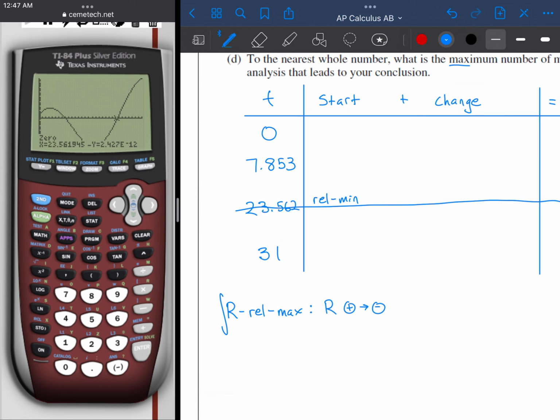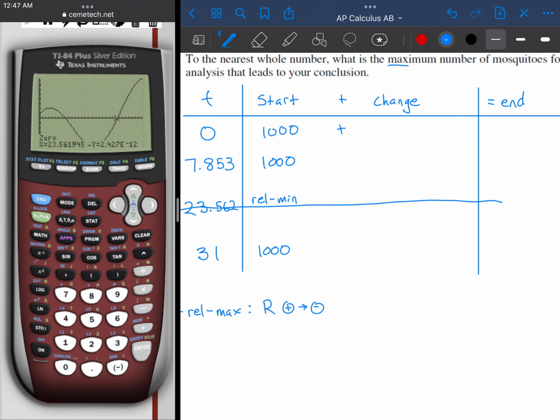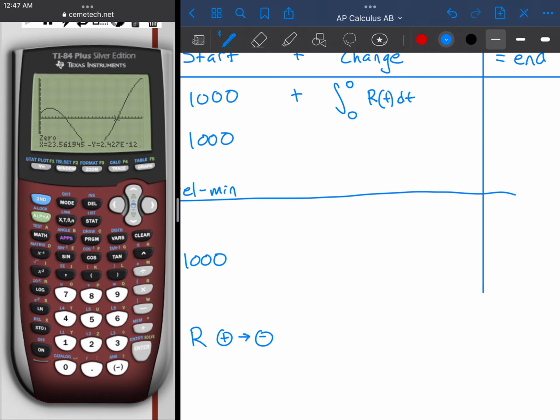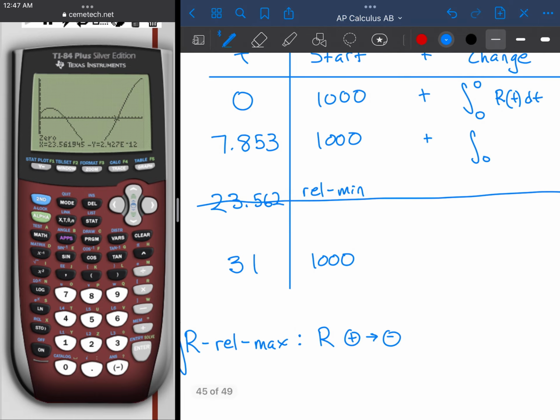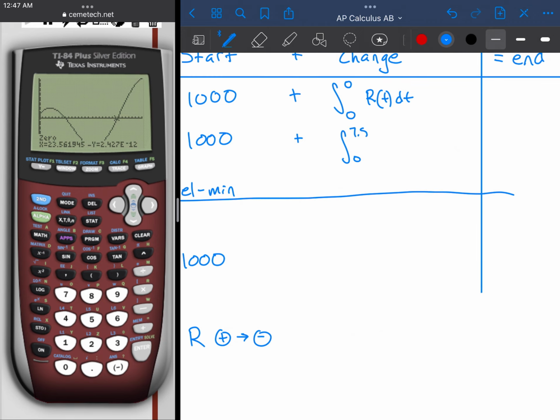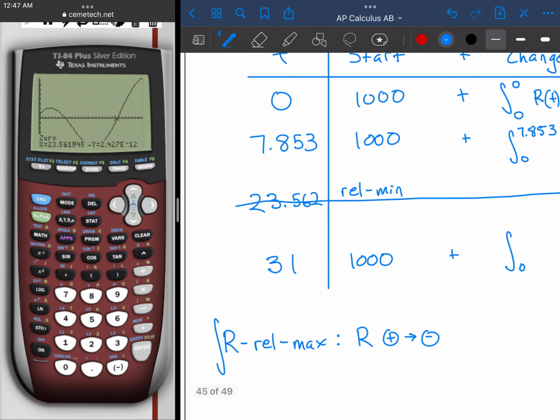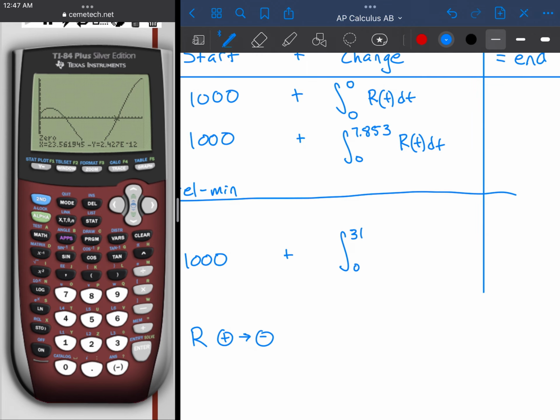Cool. All right, so our starting amount for all of these is 1,000 mosquitoes, and then I'm always going to do plus this integral that goes from 0 to, in this case, 0, and it's going to be capital R of t dt. And I should zoom in here so my handwriting looks nicer when I zoom back out. Plus integral from 0 to, what was our value? 7.853 of capital R of t dt, and plus this integral from 0 to 31 of capital R of t dt.